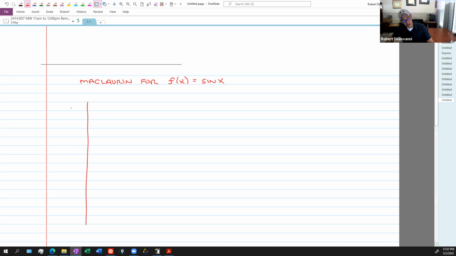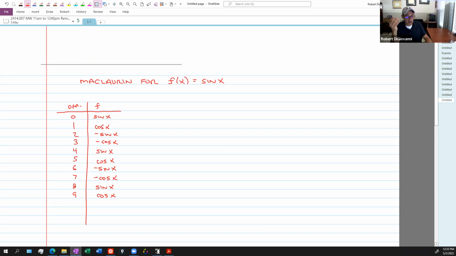All right, I'm going to set up my little table here. Here's my derivative. Here's the function. So the zero derivative is just sine. First derivative is cosine. Second derivative, negative sine. Third derivative, negative cosine. Fourth derivative, back to sine. And now it's just going to repeat. The point is that there's a pattern, but it's not going to be easy for us to come up with a formula for c sub n.